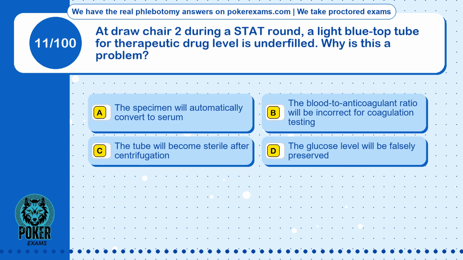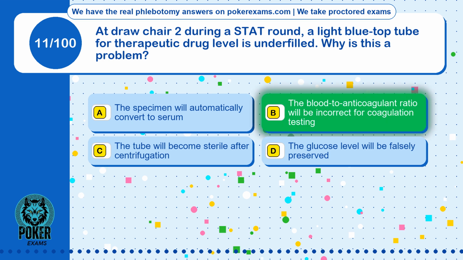Question 11. At draw chair 2 during a stat round, a light blue top tube for therapeutic drug level is underfilled. Why is this a problem? Option A. The specimen will automatically convert to serum. Option B. The blood to anticoagulant ratio will be incorrect for coagulation testing. Option C. The tube will become sterile after centrifugation. Option D. The glucose level will be falsely preserved.